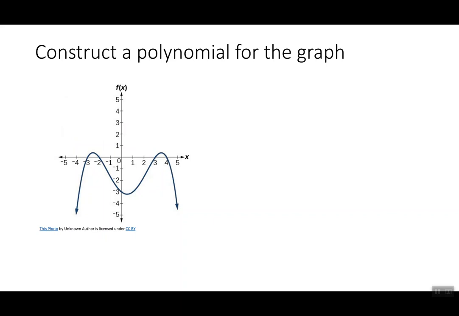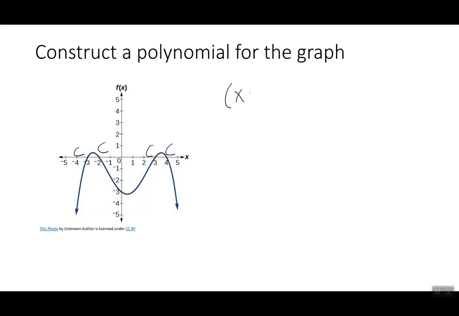Okay, let's look at this one. So I can see at -3, it's going to cross. At -2, it's going to cross. At 3, it's crossing. At 4, it's crossing. So this is crossing, crossing, crossing, crossing that's happening to this graph.